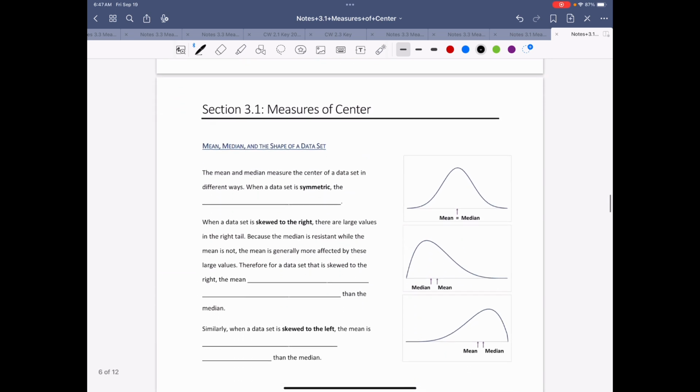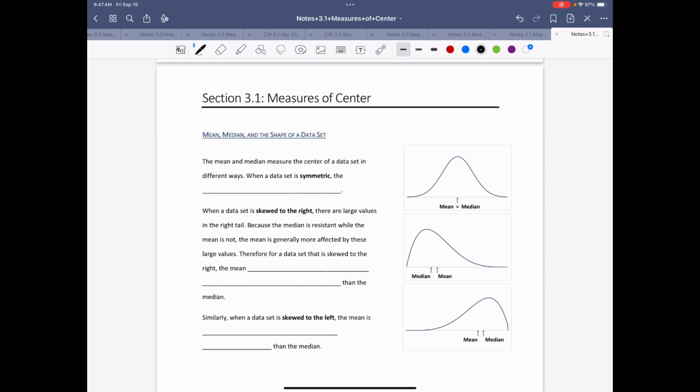All right, now I want to look at some shapes. And if you look at these shapes, histograms will turn into curves. We'll talk about that later. You'll see them turn into a curve. And I want to talk about the mean, median, and the shape. The mean and median measure the center of a data set in different ways. When you have a data set that is symmetric, like this first one, bell-shaped, the mean is equal to the median.